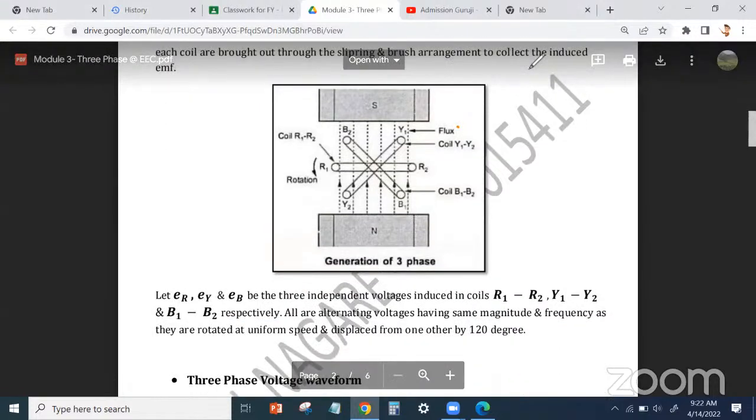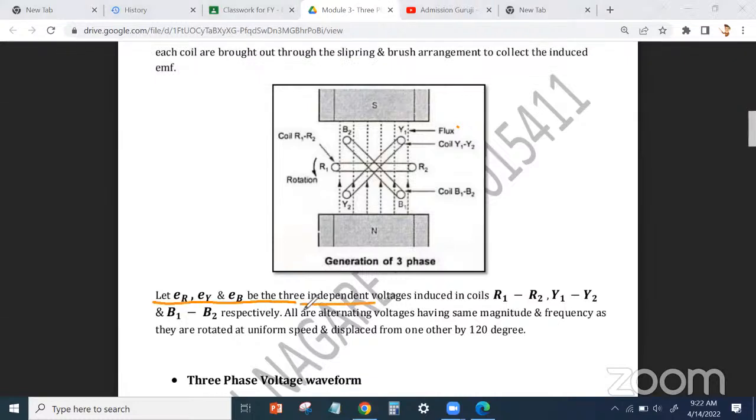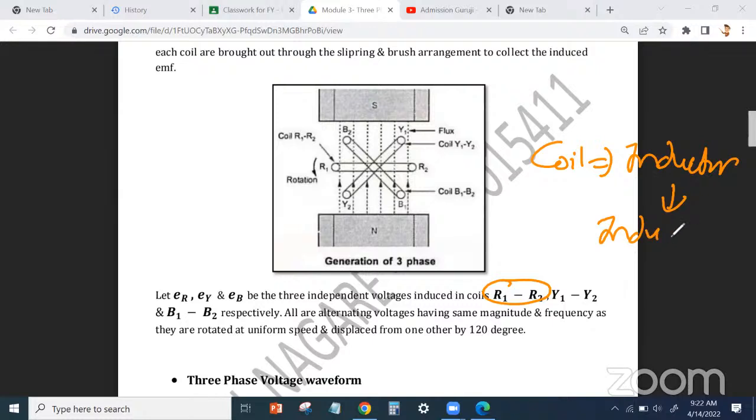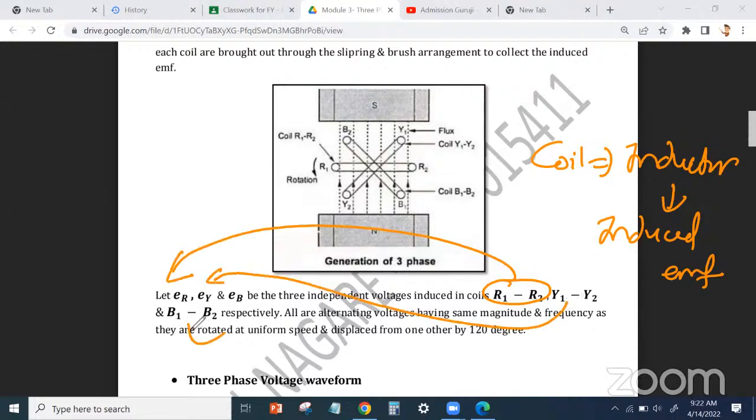Next we said let ER, EY, EB be the three independent voltages induced in coils R1, R2, Y1, Y2 and B1, B2 respectively. So what are these three coils? They are inductors, to induce EMF. R1, R2 will induce ER, Y1, Y2 will induce EY, and B1, B2 will induce EB. So ER, EY, EB are three EMFs, meaning three voltages.